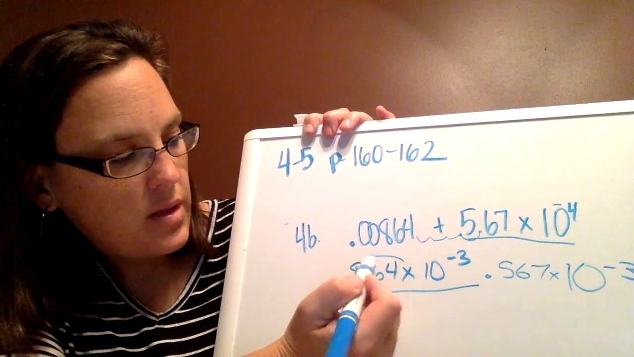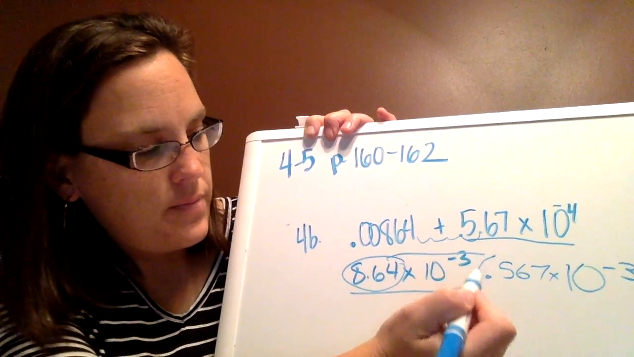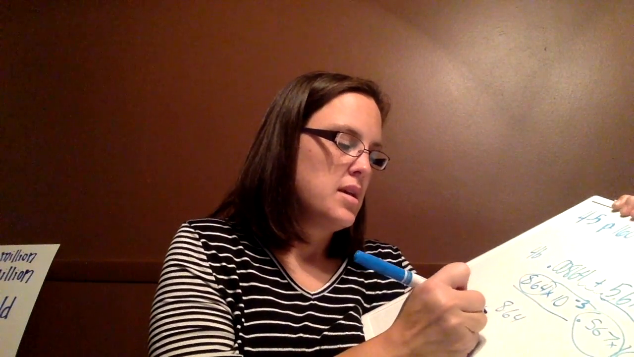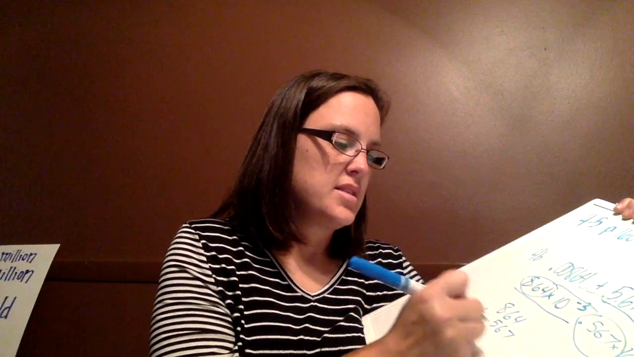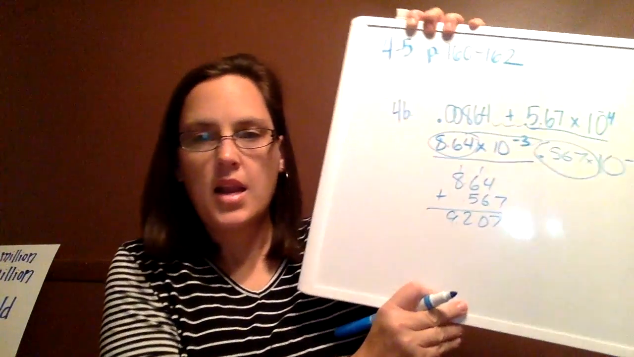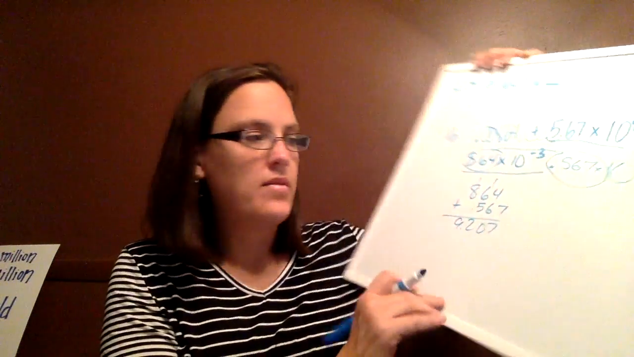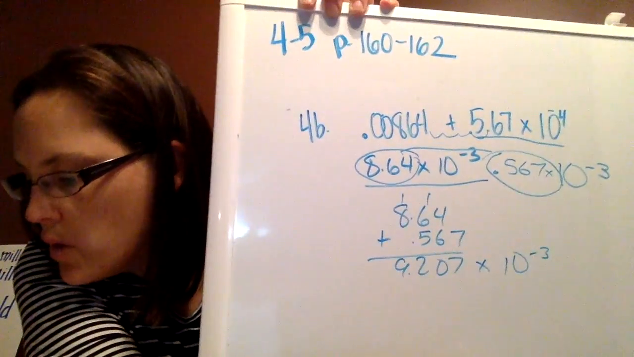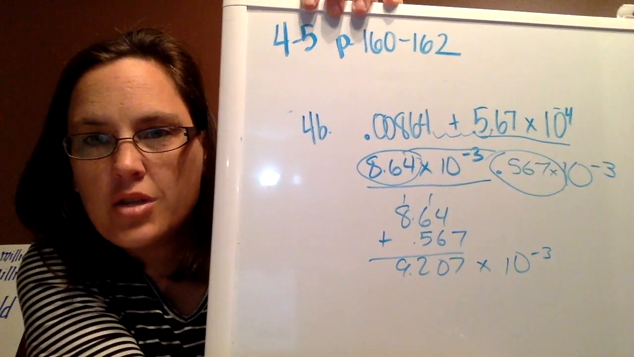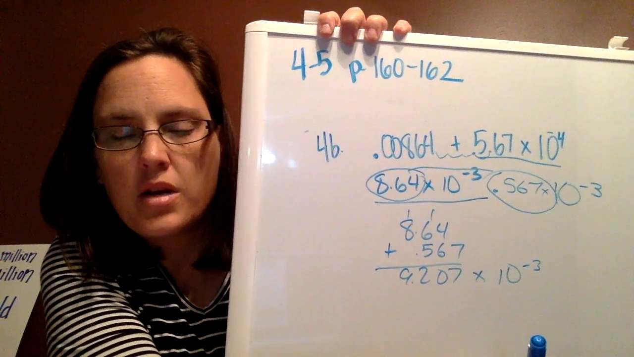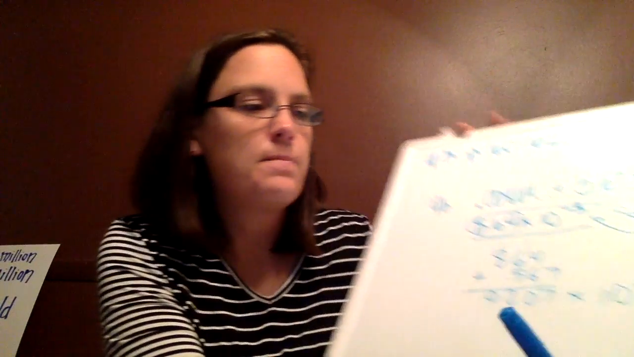Now we can deal with these two guys right here. So I'm going to take 8.64 plus 0.567 and get 9.207 times 10 to the negative 3, and then we don't have to worry about changing that to proper standard notation because it's already greater than or equal to 1 and less than 10.